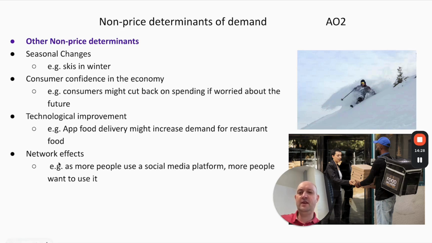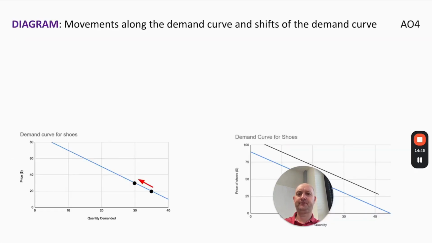And then we also have something called network effects, which we'll do later as well. As more people use a social media platform, more people want to use it. And the idea is that if we know that our friends are using some sort of social media platform, the more friends that use it, the more likely we are to use it. So we have what's called a network effect.